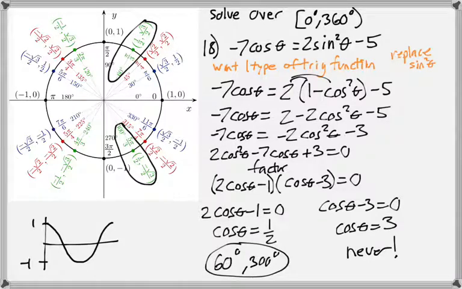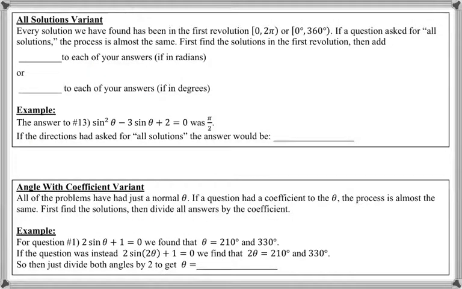Okay, one more thing that I want to talk about is some variants on problems that could be asked, and that is the all solutions variant. So every solution that we have found has been in the first revolution. So if it's in radians, it's between 0 and 2 pi. If it's degrees, it's between 0 and 360. If, for instance, the question had been asked, find all solutions, then our process is almost exactly the same.